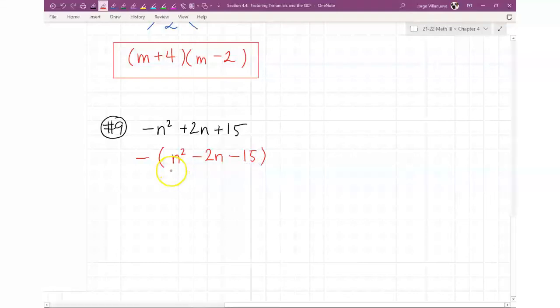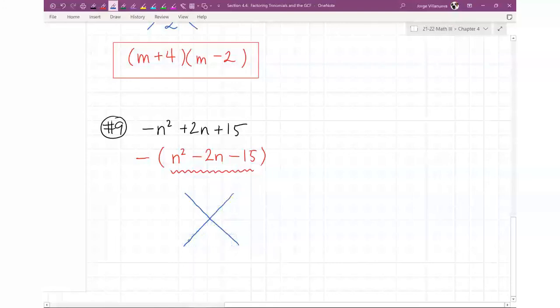Now, I only want to factor this part right here. Okay? I don't care about that negative. That negative is just going to trail with the problem. Okay? Don't forget to put the negative in once you get your answer. But I'm only going to worry about the stuff inside the parentheses. So, let's do the X method for the stuff inside the parenthesis.